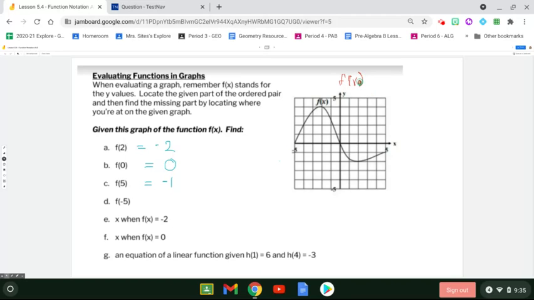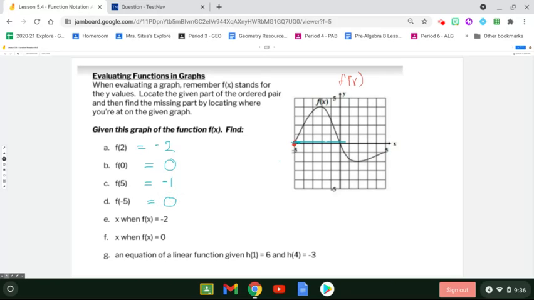Okay, let's look at f of negative 5. Here's negative 5 on the x-axis. Where am I hitting on the y-axis, or f of negative 5? Boom. Looks like I hit right at the origin, so f of negative 5 would be equal to 0.